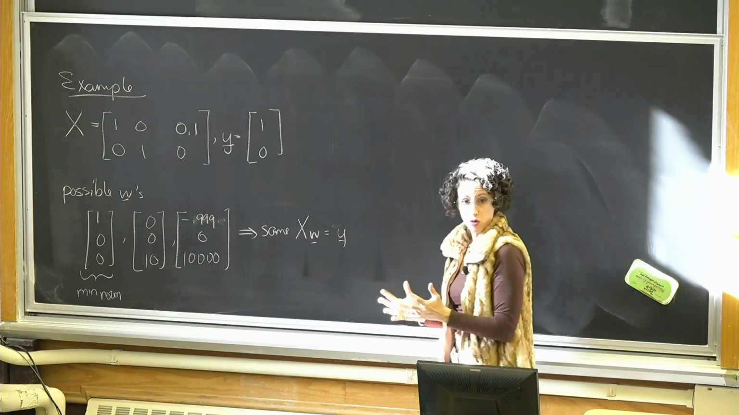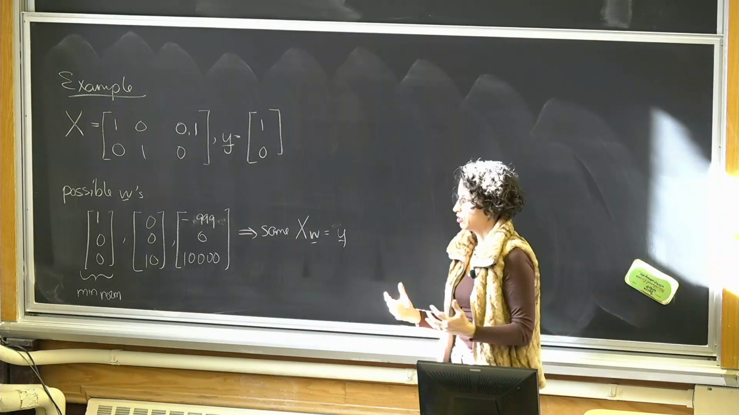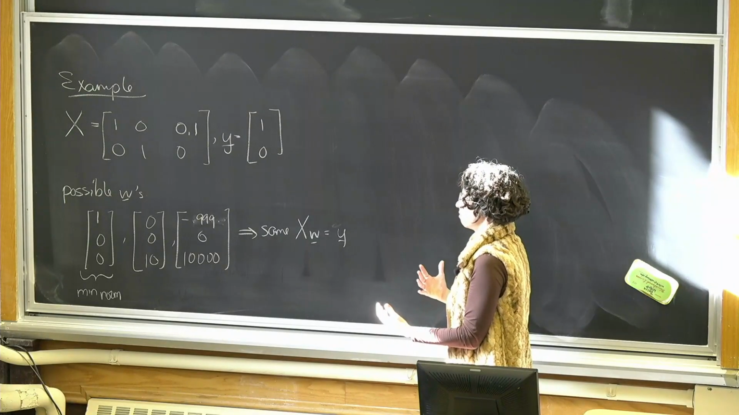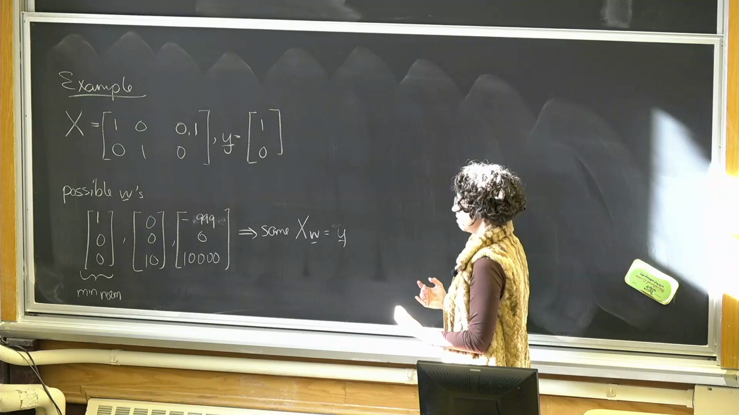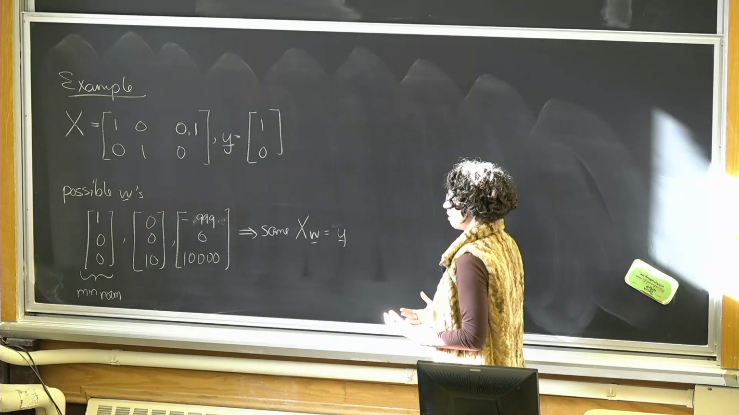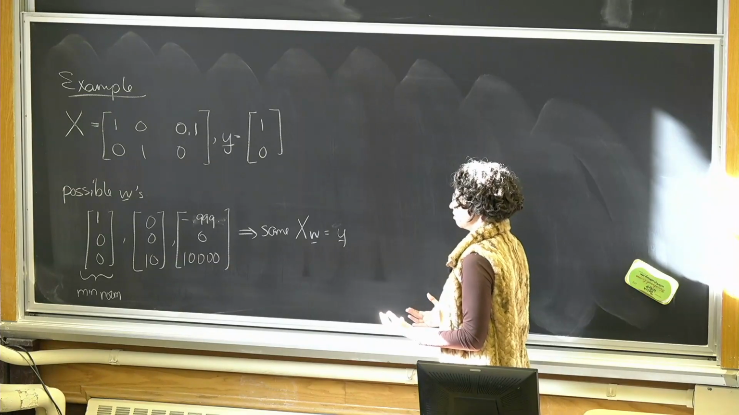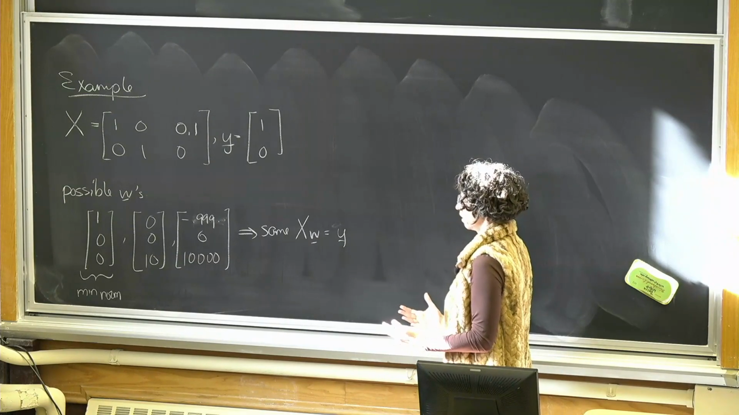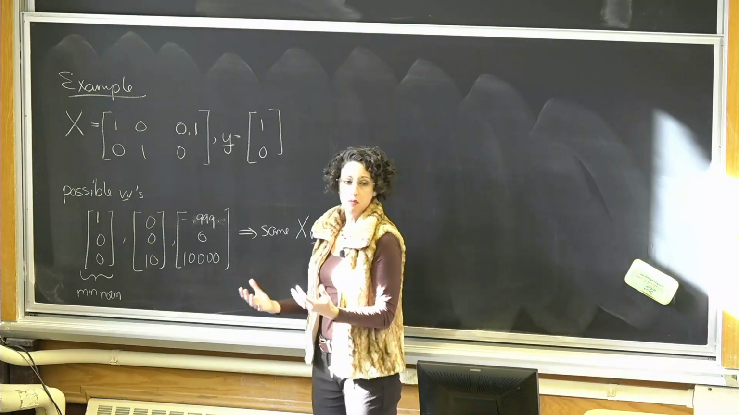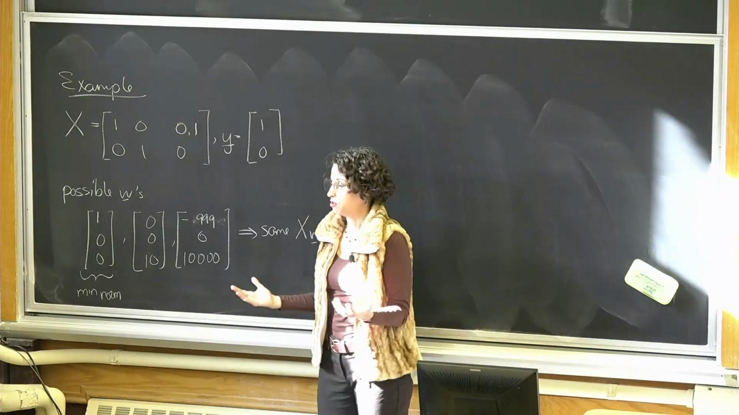So it's a choice, right? We're saying that there's infinitely many possible W's that could perfectly predict our training data. And we, as machine learning designers, have to make a decision about which of the infinitely many W's we prefer. And minimum norm is one particular choice that you can make.